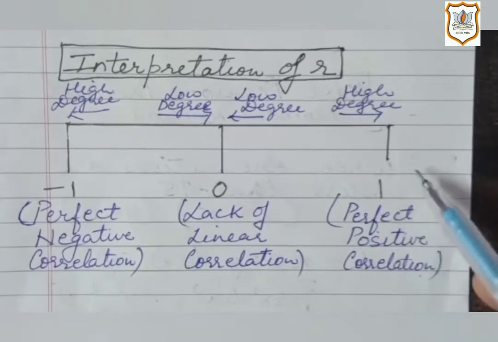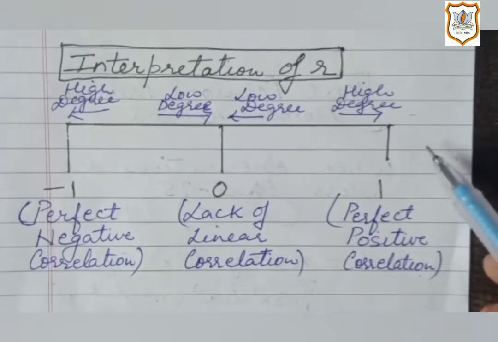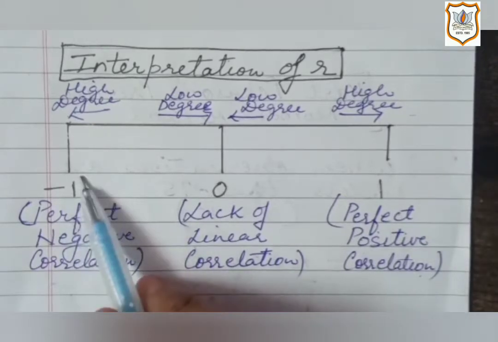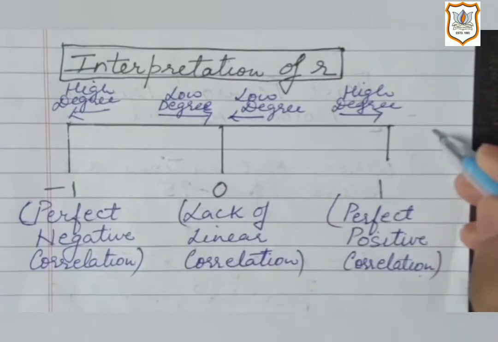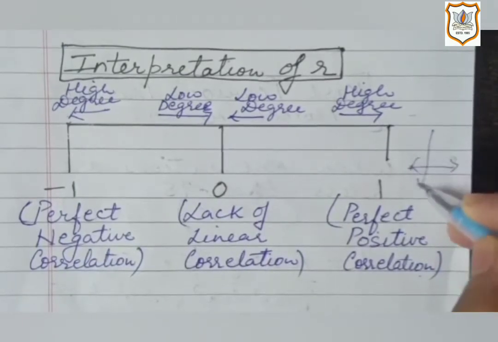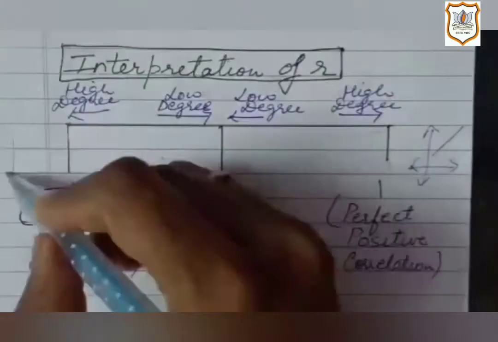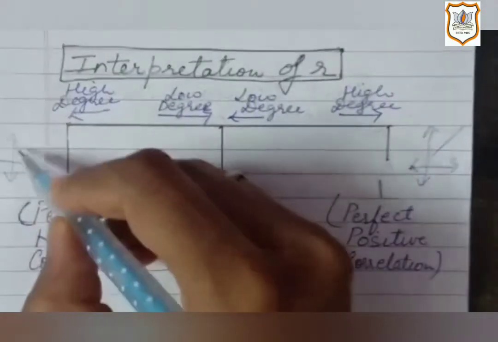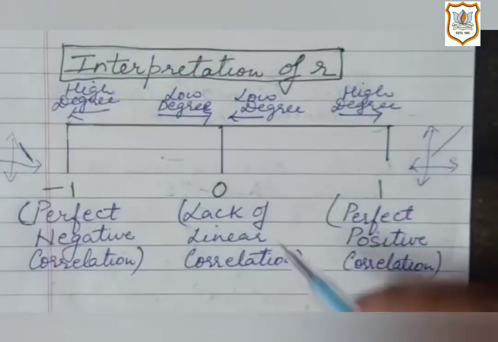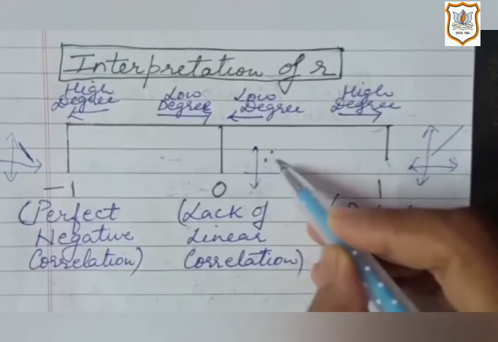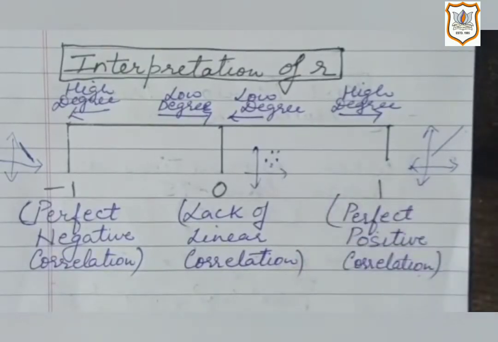In this, the values of the variables will be in a single straight line. In this also, the values of variables will be in a single straight line. But in this case, the values of variables will be in this way, that is, in the increasing order. Here, the values of the variables will be in the decreasing order. And here, the values of the variables will be randomly oriented.